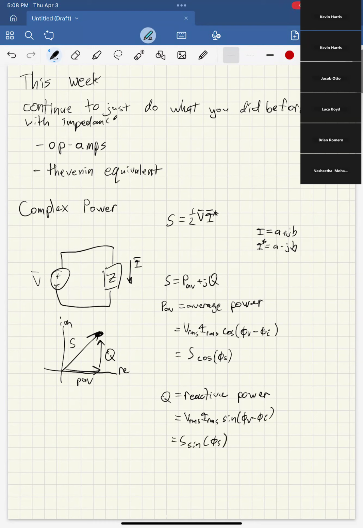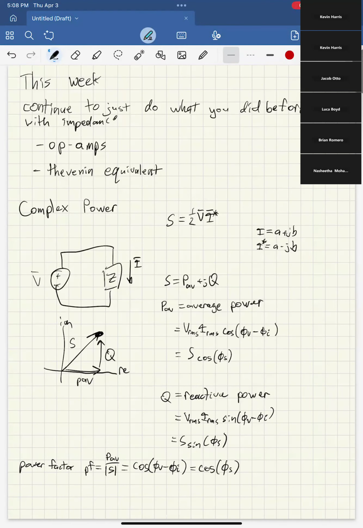And there are two other things you should know. Power factor, which they write as PF, equals P average over the magnitude of S. And that's also equal to the cosine of the phase of the voltage minus the phase of the current, or you can think of that as the cosine of the phase of S.